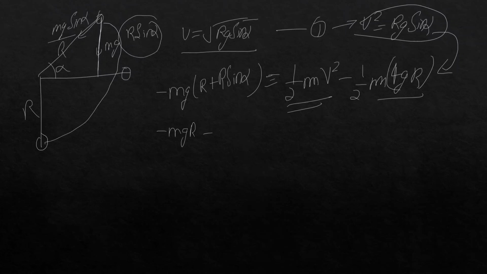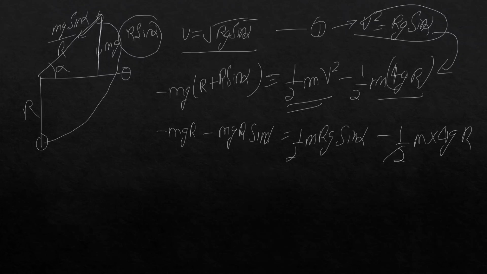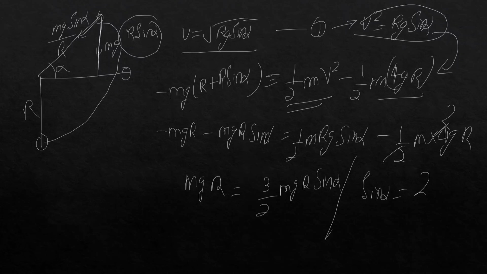That becomes mgR minus mgR sin alpha, and that becomes 1 by 2 m Rg sin alpha, and that becomes minus 1 by 2 m into 4gR, that becomes 2, and this 2 will come here, that becomes mgR. So that is 3 by 2 mgR sin alpha, and then sin alpha is equal to 2 by 3. So we have got the condition.